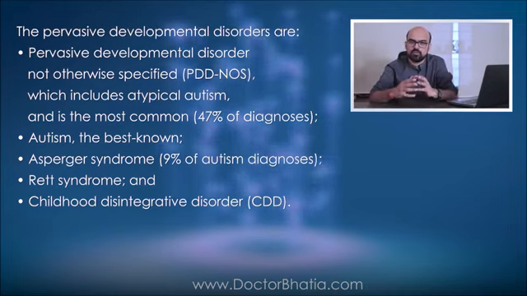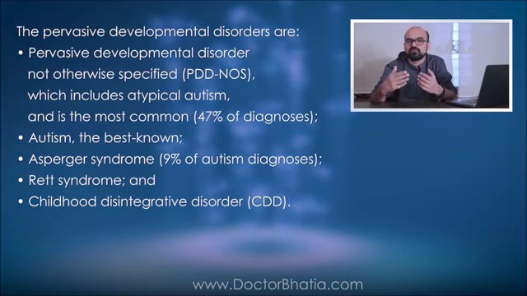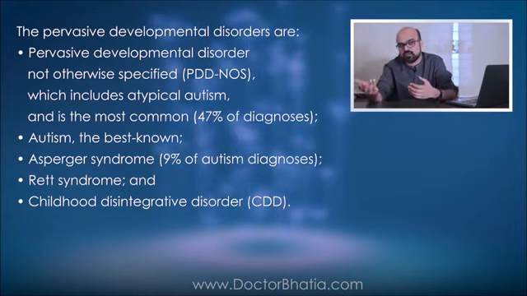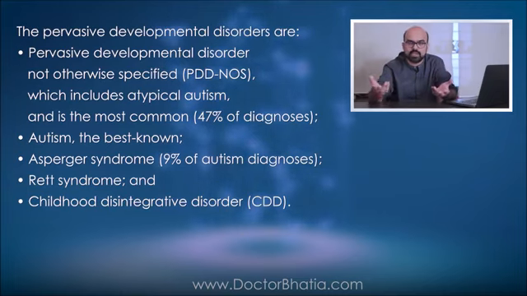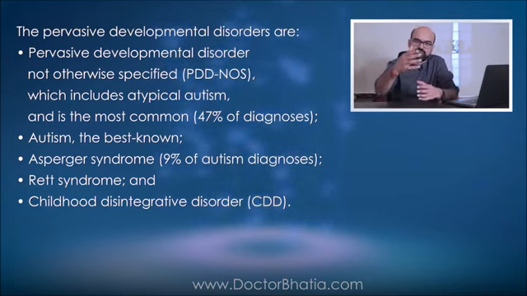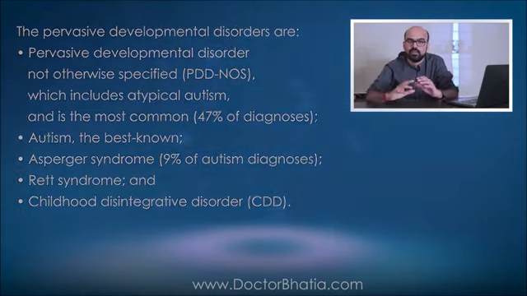Then there was another type of disorder called pervasive development disorder, not otherwise specified. All these 5 classes were called pervasive development disorder. It was an umbrella term. Now all these 5 different types of pervasive development disorders are part of the autism spectrum disorder.